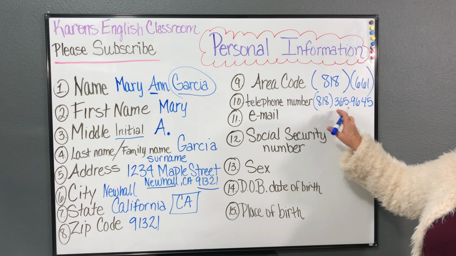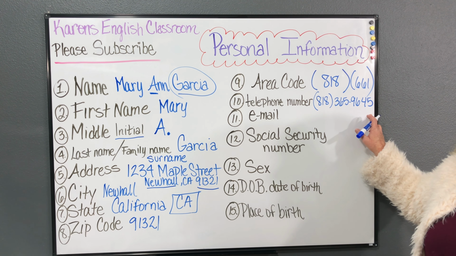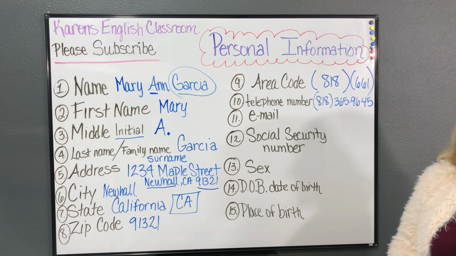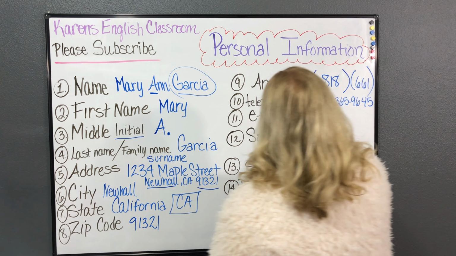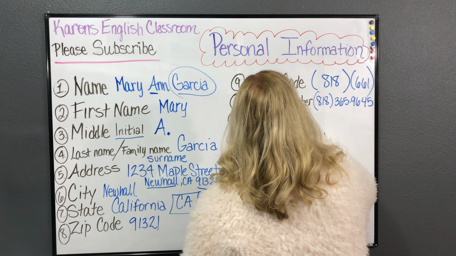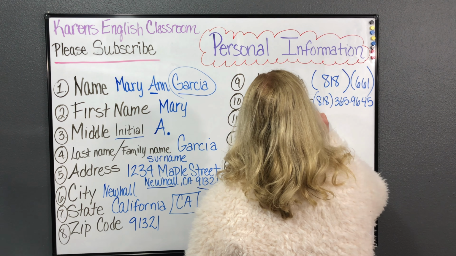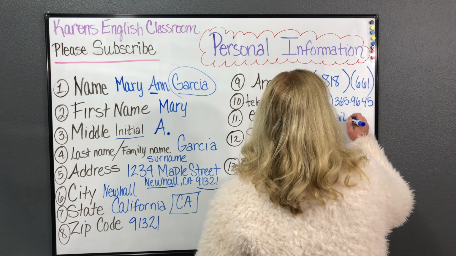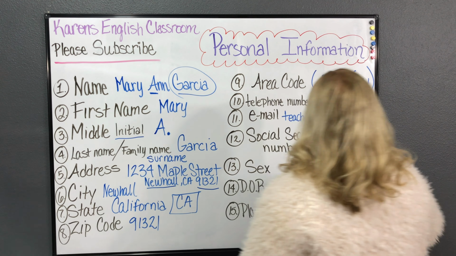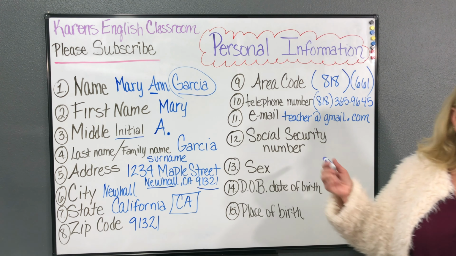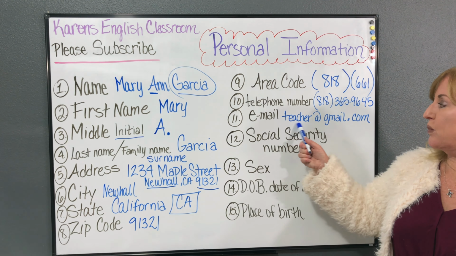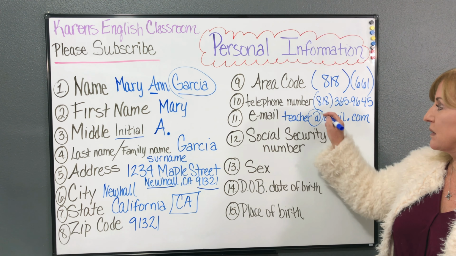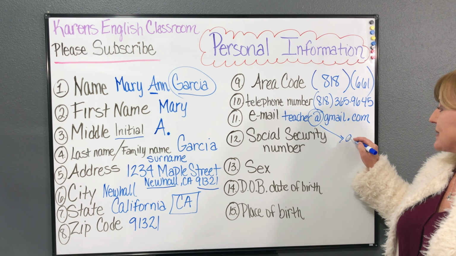Okay, so area code and phone number, complete everything. Now if you have an email, for example teacher@gmail.com. That's not my email, it's just an example. But if I write it like this, teacher, this sign right here means at.